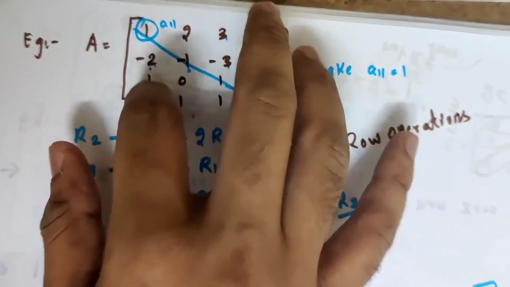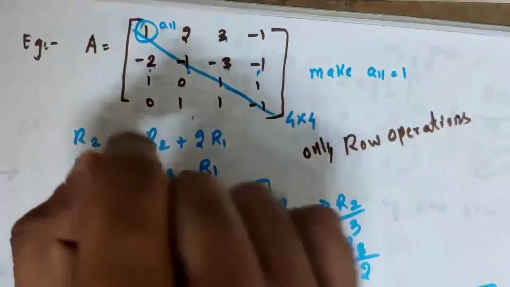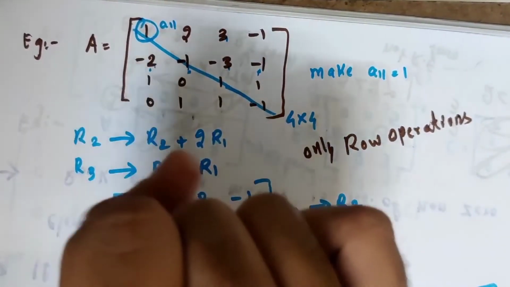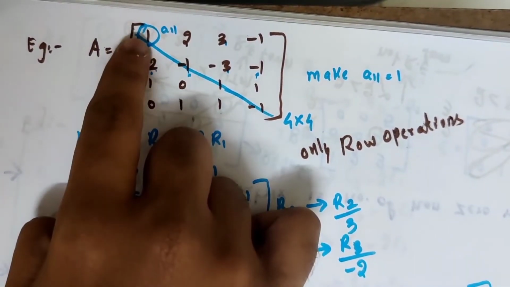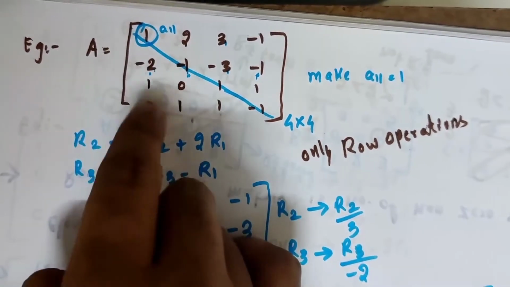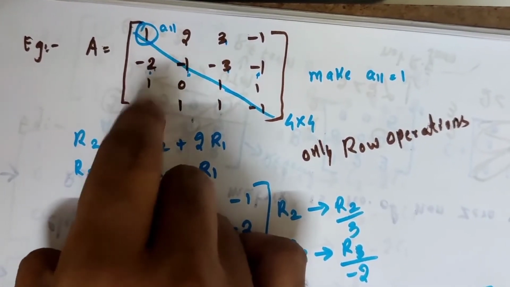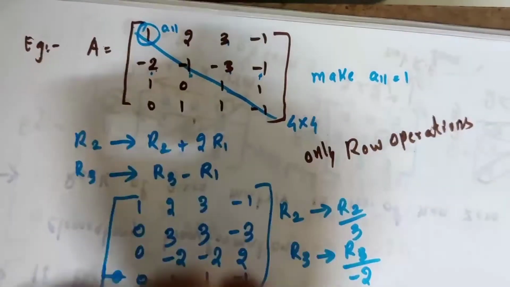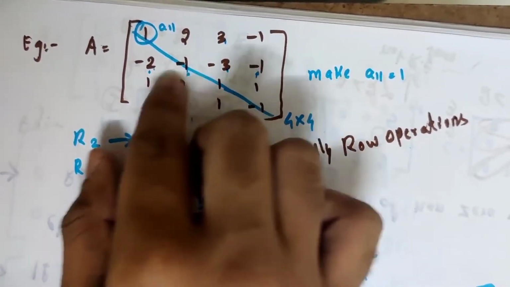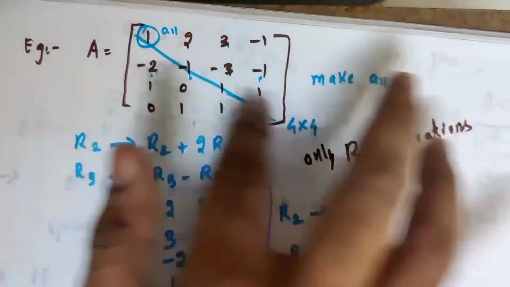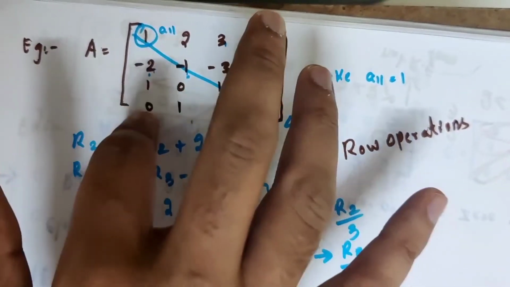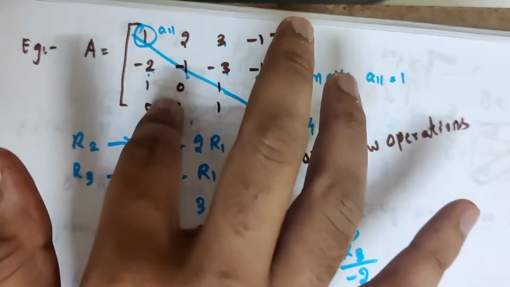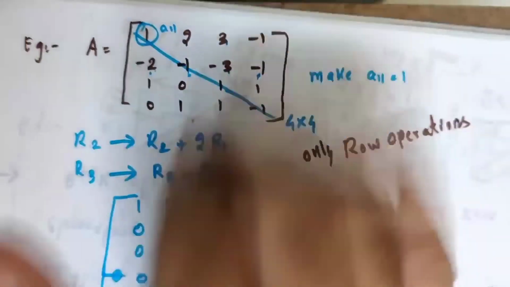Now you have to make these elements 0 first by using row operations, with the help of R1. R2 plus 2 R1, then R3 minus R1. Here it is already a 0, so I did not do any operation. Then you have to make these two elements 0. So you are making an upper triangular matrix: first these elements as 0, next these two elements, next this element, only by using row operations.